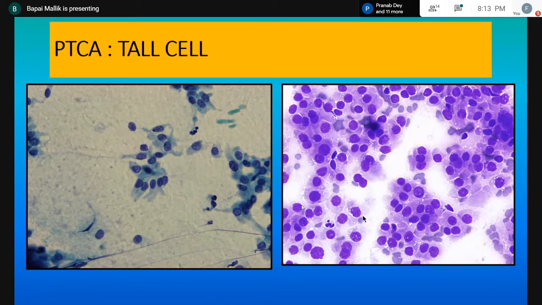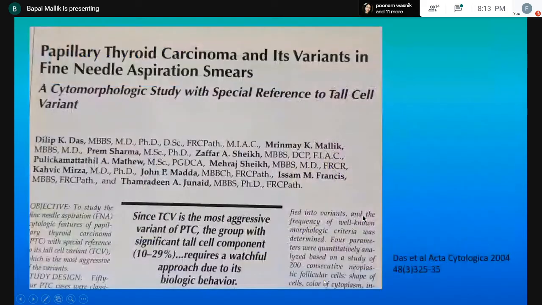And this is one such case. I don't think any of us would have any doubt in calling them tall. Look at these cells. Four cells lying side by side, tall cells. Here on the Giemsa, it is not that clear, but still you can make out that these are tall cells. See the nuclei are towards one of the ends. Here is a very prominent intranuclear inclusion. So these are two representative pictures of the tall cell variant of papillary thyroid carcinoma.